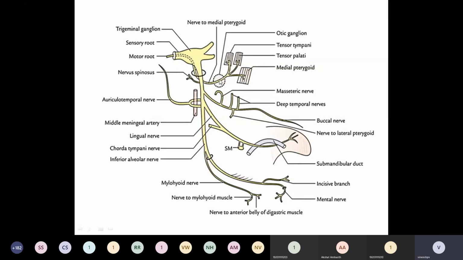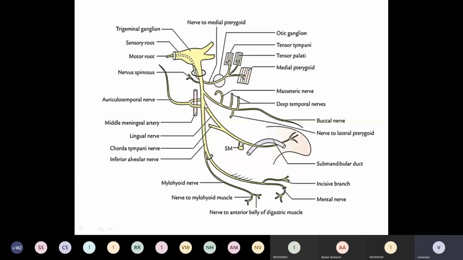So the trunk we finished: it has two branches, one to the medial pterygoid muscle, which also supplies tensor tympani and tensor palati, and nervus spinosus. Then the anterior division is mainly motor, supplying all the muscles of mastication: the masseteric nerve, deep temporal nerves, and the nerve to the lateral pterygoid. Only one sensory nerve, the buccal nerve. Clear? This is also an MCQ question: the medial pterygoid is a branch of the trunk. All the remaining muscles are supplied by branches from the anterior division.